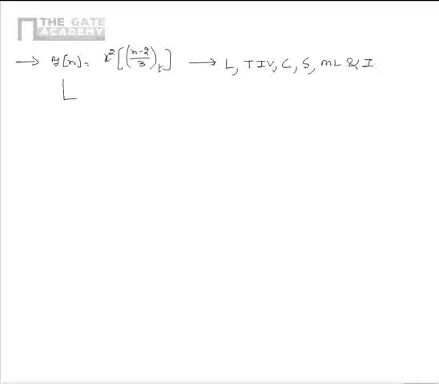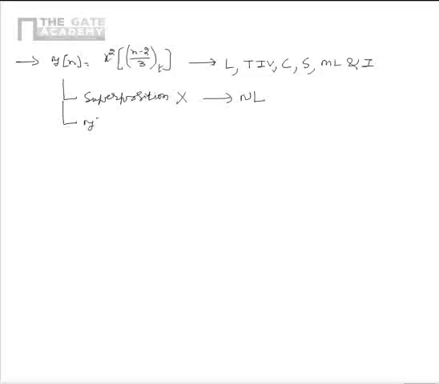For the given system, we see that the superposition principle is not satisfied. That is, the linear combination of inputs wouldn't give the linear combination of outputs. From this, we see that the given system is nonlinear.